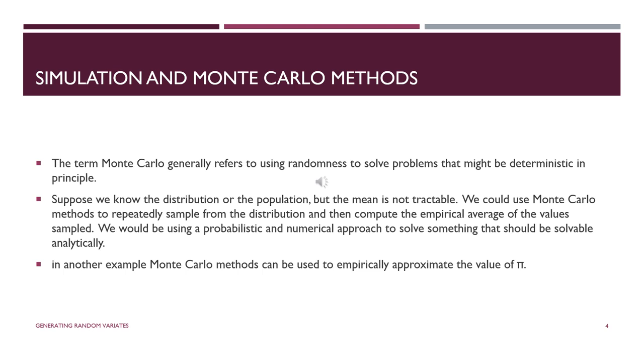You get an estimate of the mean by many, many, many repetitions of sampling from the distribution of interest and then summing them up and dividing by the number in the sample, just like you do it in any field test. We could call it a probabilistic and numerical approach to solving something that should be solvable analytically. And actually, one of the earliest uses of Monte Carlo methods was to empirically get the approximate value of pi.